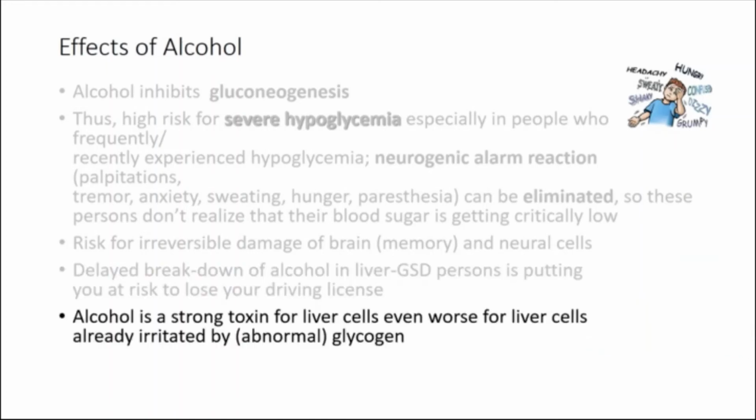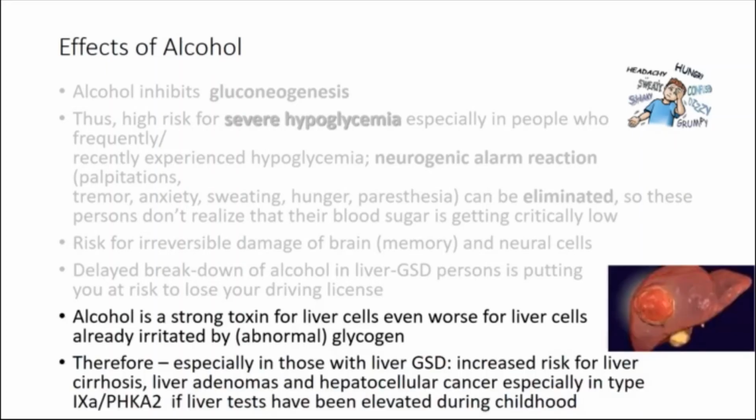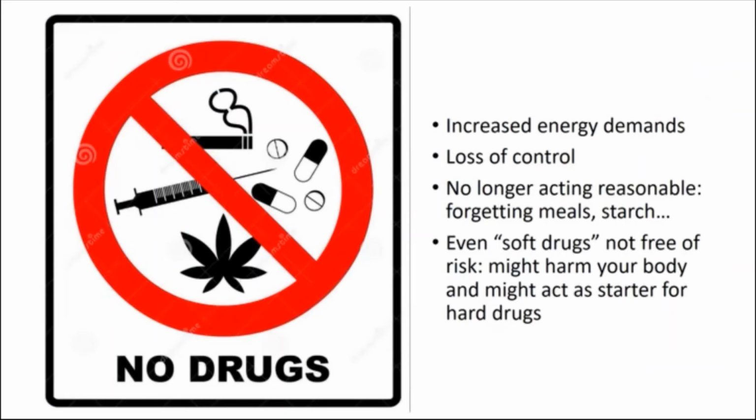Something else, alcohol is a very strong toxin for your liver cells. And those poor liver cells, which are already irritated by the extra glycogen, might transform into liver adenomas, even liver cancer. That's something we have especially observed in those with type 9A who did have elevated liver function tests during their childhood.